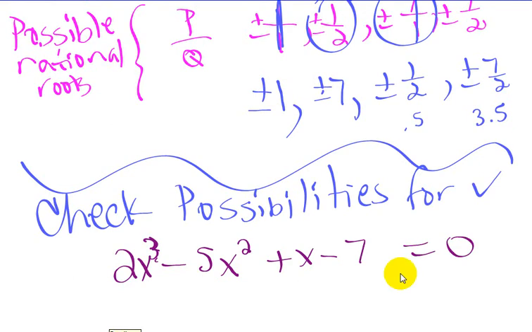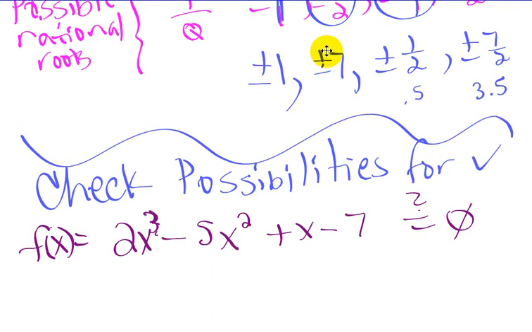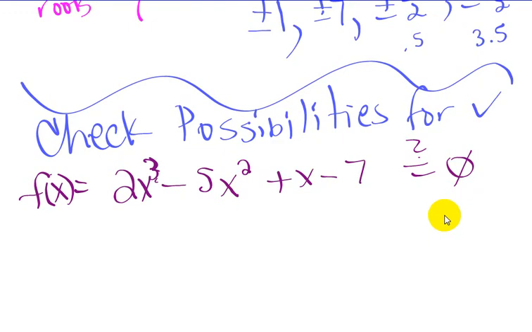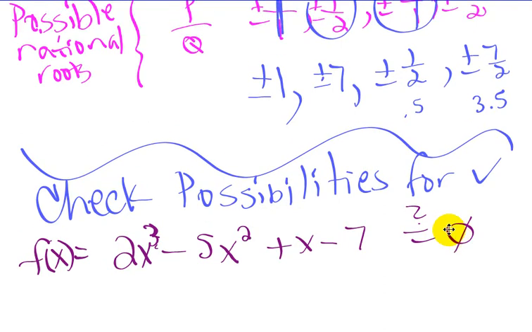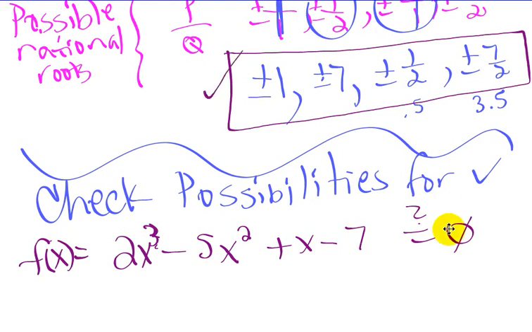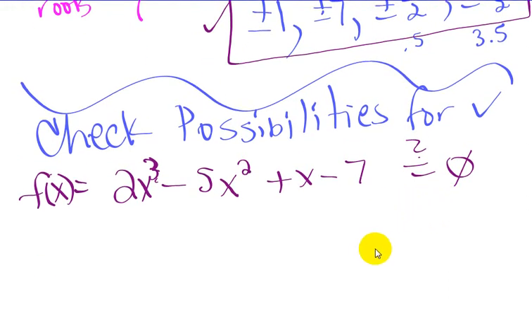So what we want to do is plug each one of these numbers into this equation and see if we get a 0. Does it equal 0? We hope so. If it does, then we've got a root. So let's start with positive 1, and then we'll do negative 1. Then positive 7, negative 7. Positive 1/2, negative 1/2. Positive 7/2, negative 7/2. So we're going to check each one of these, and if they come out to 0, that's a root. So we've got the first part of our answer right here. The possible rational roots are here. Now, let's see which one of those are the actual rational roots.